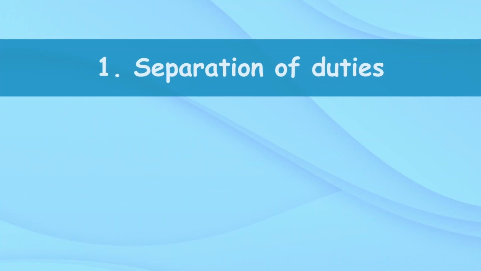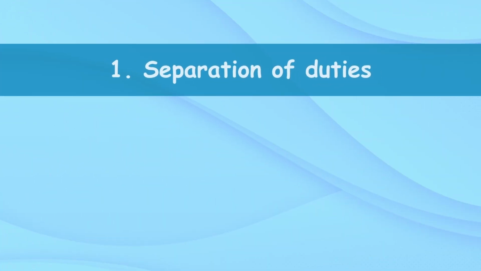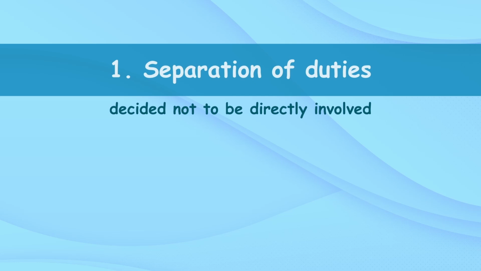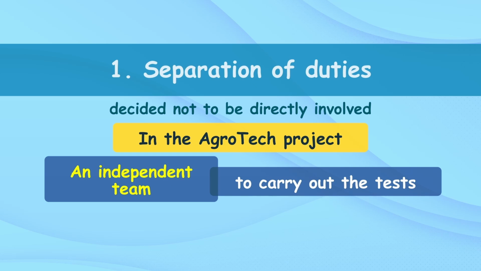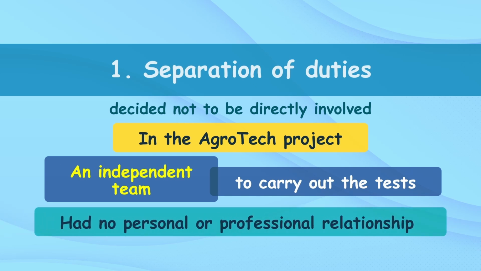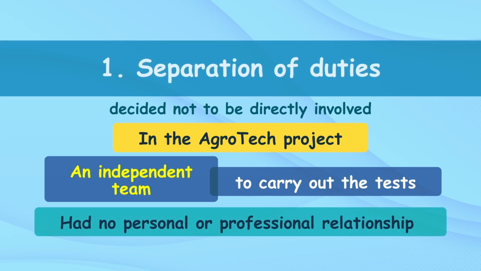1. Separation of duties. Dr. Johnson decided not to be directly involved in the Agrotech project. Instead, he assigned an independent team to carry out the tests. This team had no personal or professional relationship with Mr. Smith.